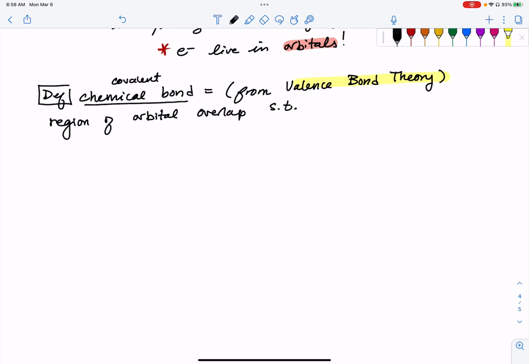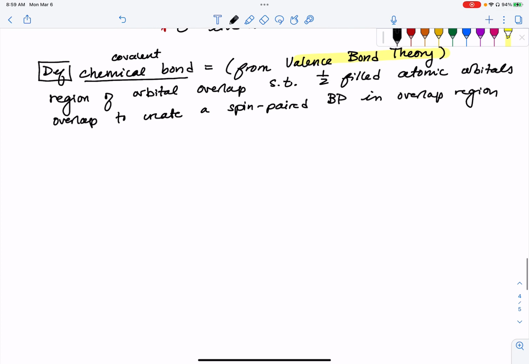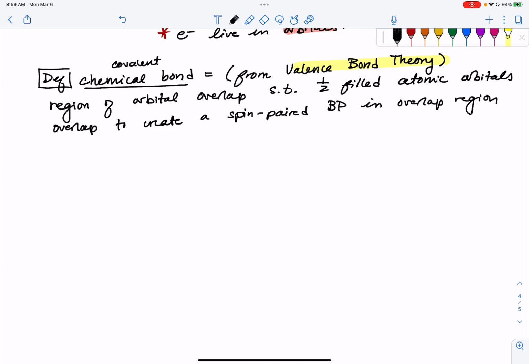such that half-filled atomic orbitals, just meaning half-filled orbitals on atoms, overlap to create a spin-paired bonding pair of electrons in the overlap region. So what on earth am I talking about here?